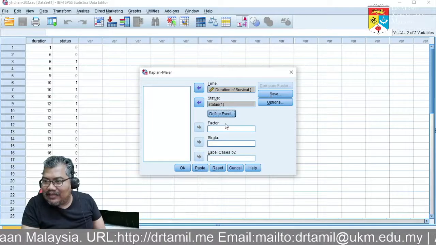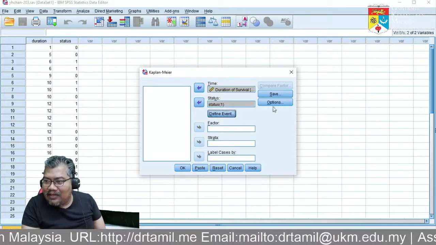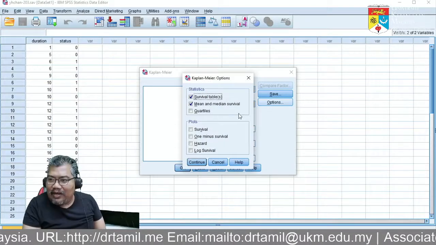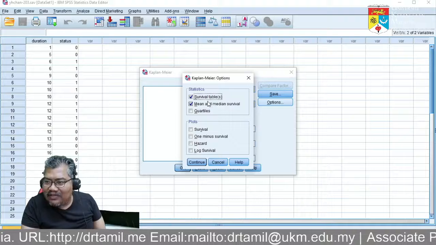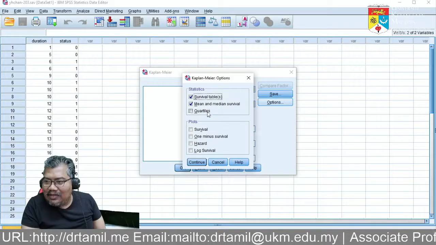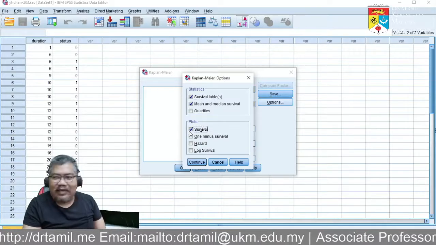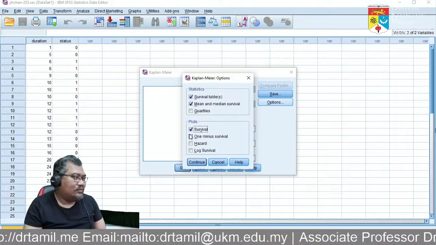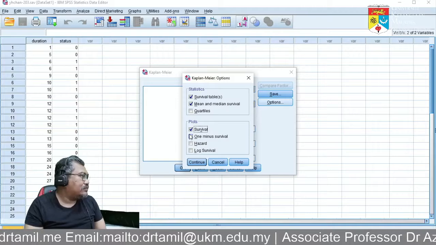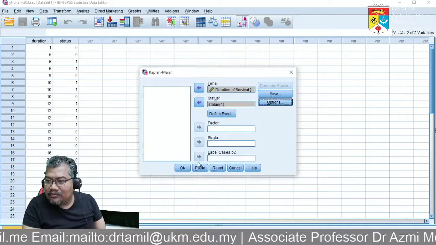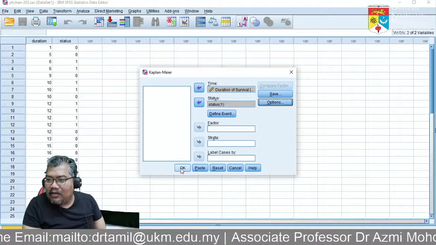Once that is done, you click on options. What do you want? Not only do you want the survival table, the mean and median survival, you also want the survival plot. So click continue. Click OK.